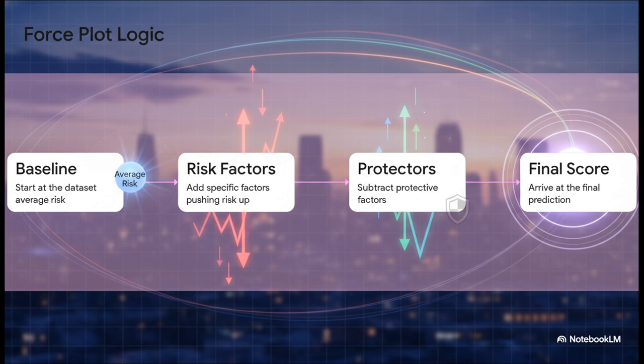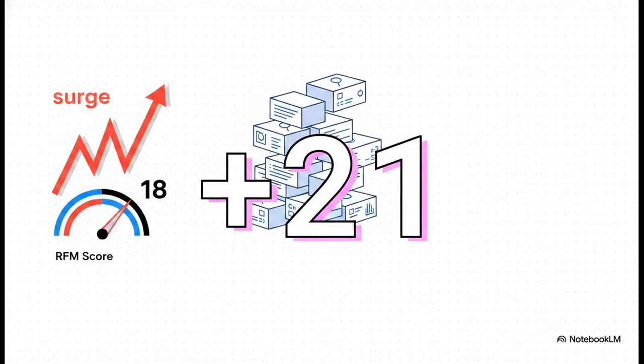Let's look at the actual numbers. So for customer 342, the model found they had been inactive for 142 days. That single feature was a massive red flag. It violently pushed their churn risk up by 34 percentage points, all on its own. Then, an RFM score of 18 compounded the danger, jacking the risk up by another 21 points. You can literally see the algorithm stacking the evidence against them.